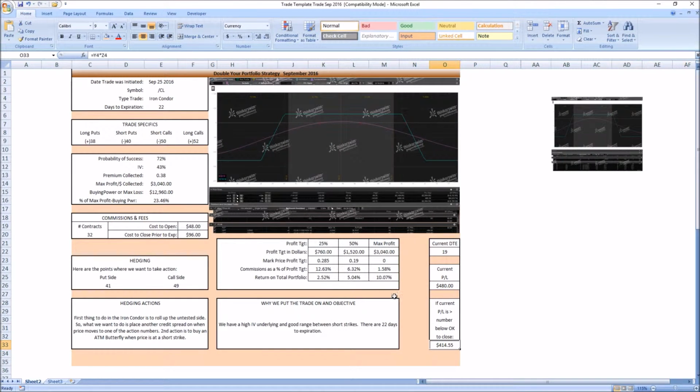All right. With that being said, just to refresh, we put that trade on September 25th with 22 days to expiration. Currently have 19 days to expiration. Our current P&L is 480, and our linear profit is at 414.55. So we're slightly ahead of that right there. We're in really good shape. Nothing to do here. Let's move to the next trade.